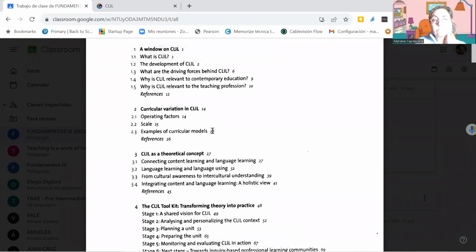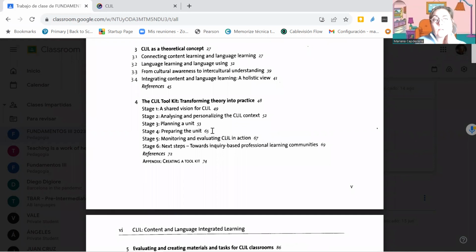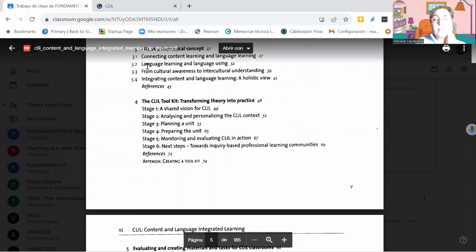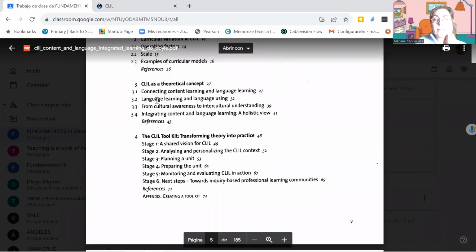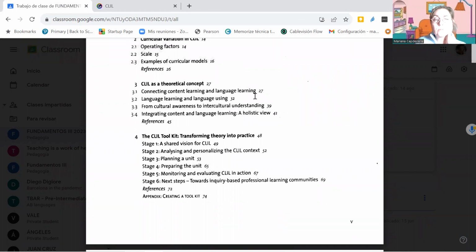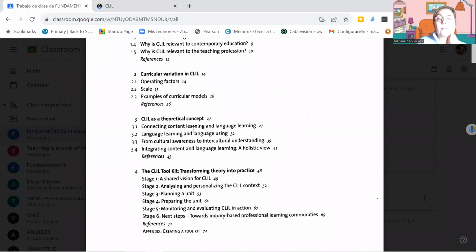Then here, number 3 is very important, connecting content and language. And this is number 4, is also very important, okay? Examples of curricular models. Yes, I think that you have to read until chapter 4.